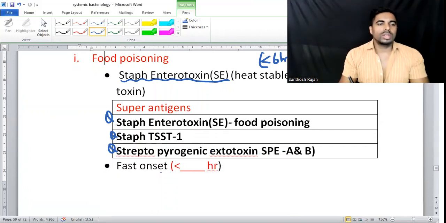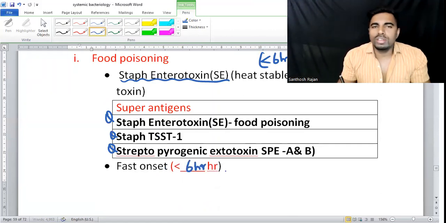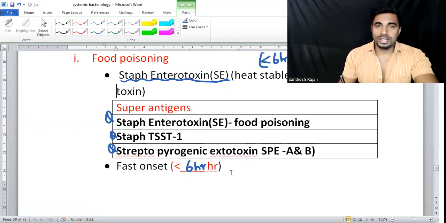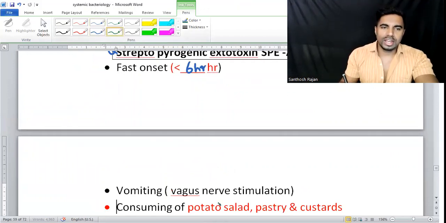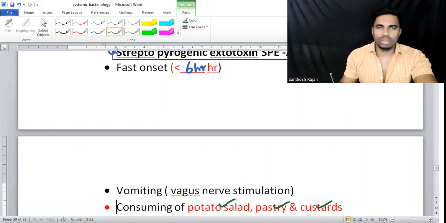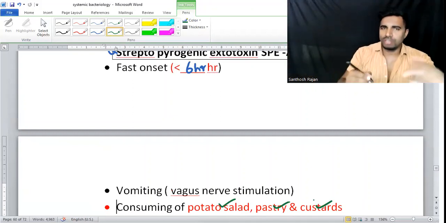Okay, so the food poisoning we're talking about, I told you it happens within 6 to 8 hours. You eat any food, especially which food? Potato salad, custard, and what else? Anything related to milk products. The potato salad, pastry, custards. The question will be exactly like this: the patient had a custard and within 6 hours had vomiting. What is the diagnosis? Staphylococcus aureus.